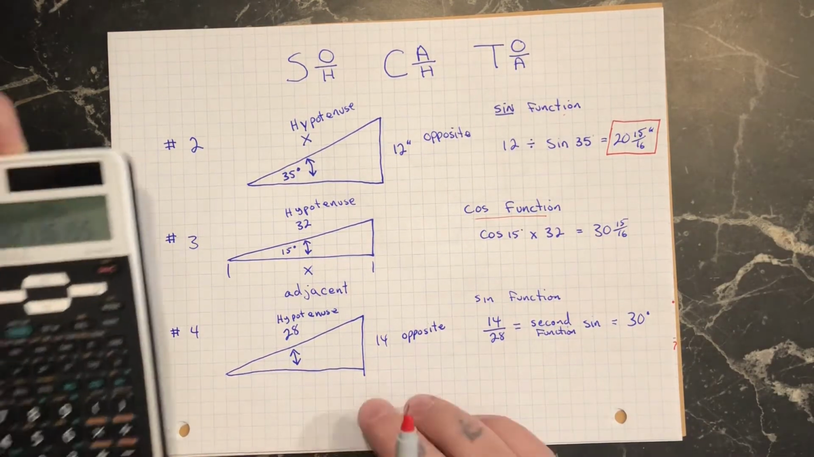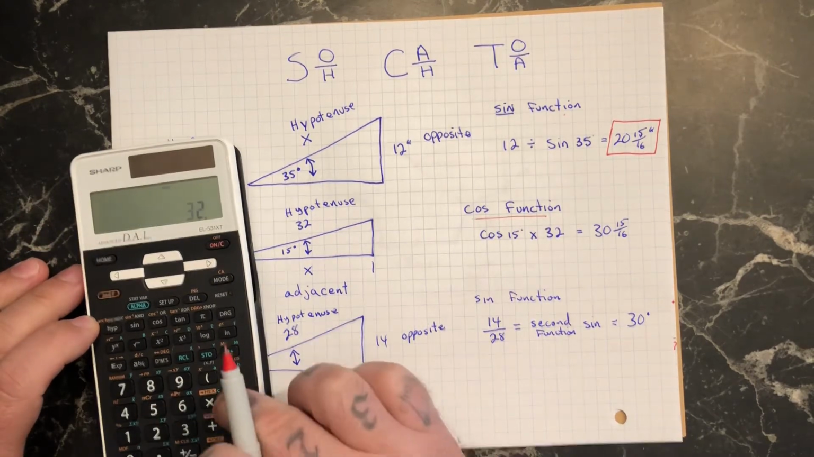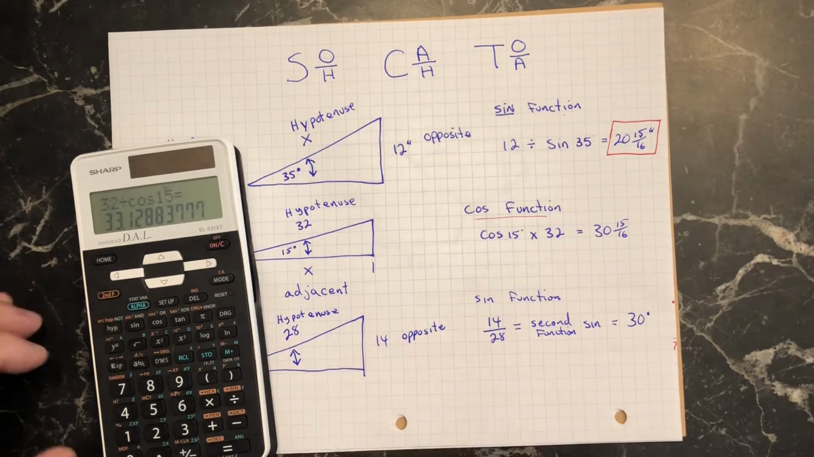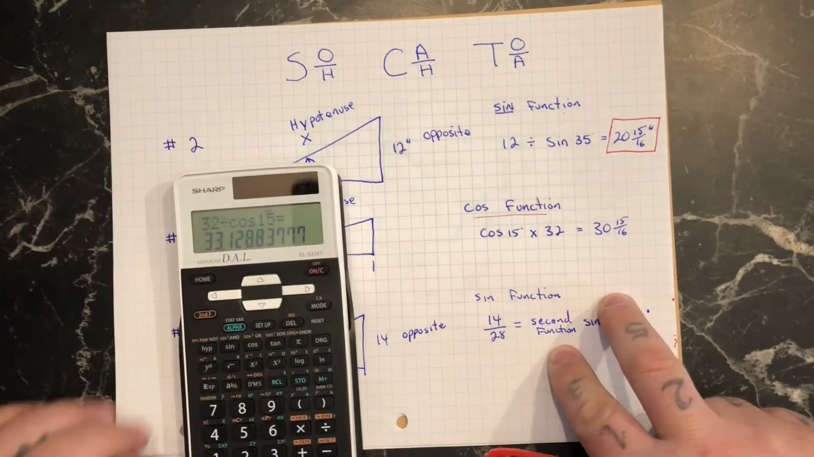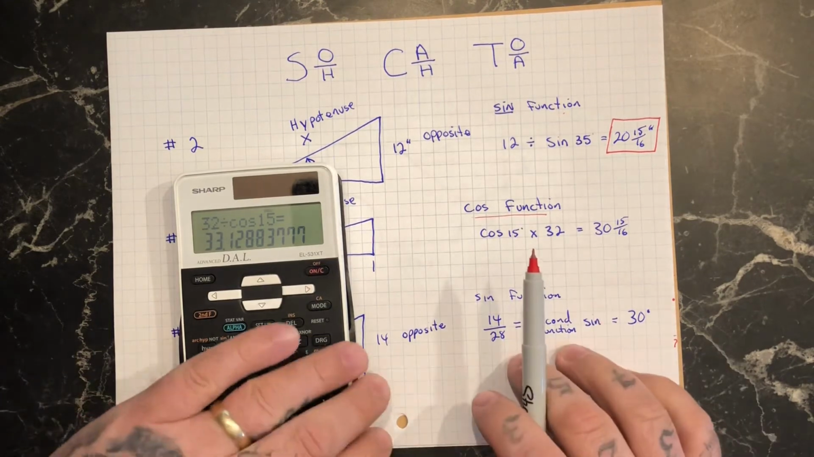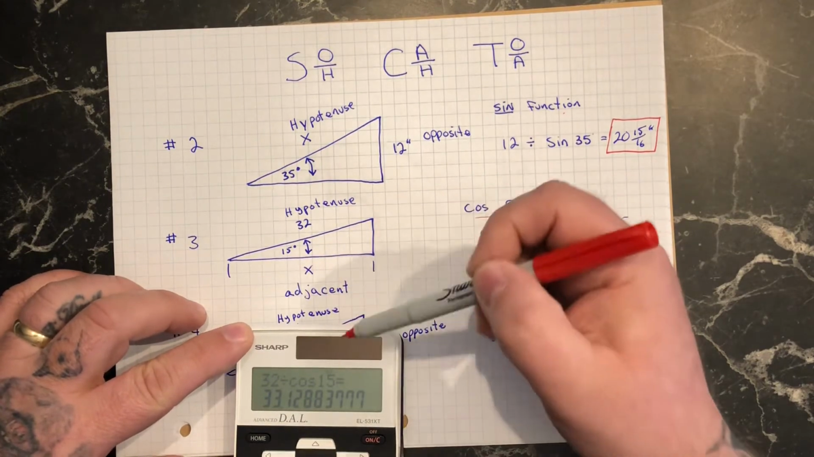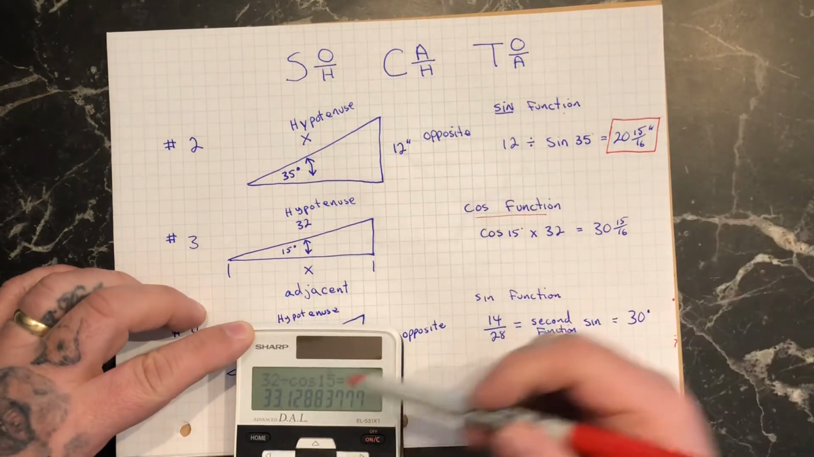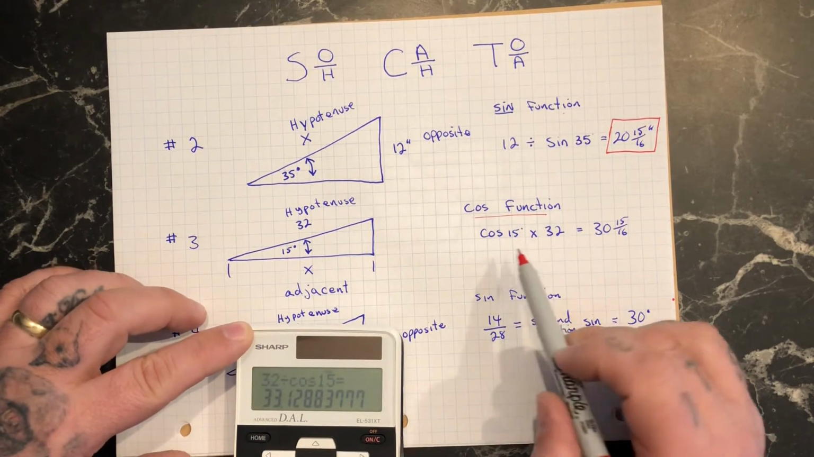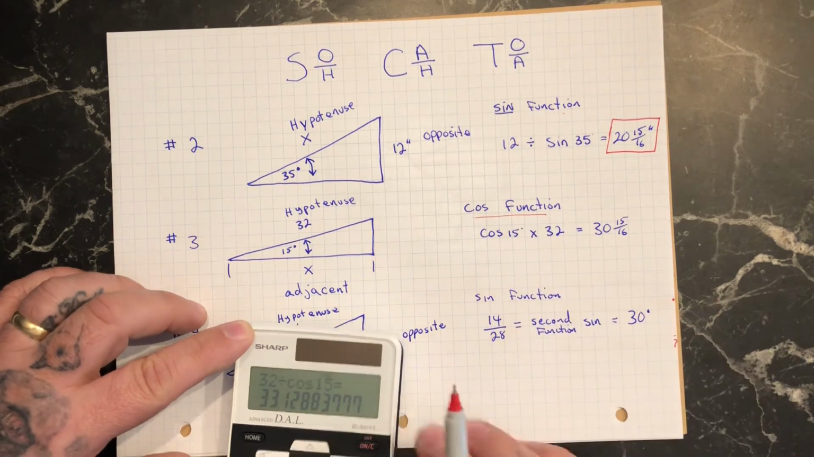Now again, if I did it the other way, if I went 32 divided by cosine 15, I end up with 33.1288. That number doesn't seem super bad, except that the adjacent side would never be longer than the hypotenuse. So that's how I know that's not the right way to do that function. So this one is going to be cosine 15 multiplied by 32.